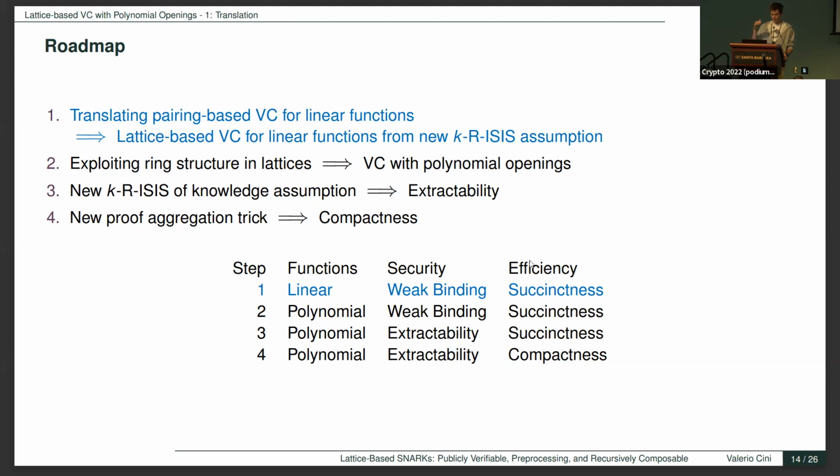So in this first step, we will obtain a vector commitment which supports opening to linear functions, which is weakly binding and succinct. And then in each of the following steps, we will improve all 3 of these properties. We will end up with a vector commitment with the properties that we required for the component.